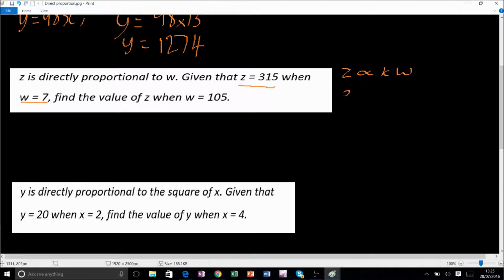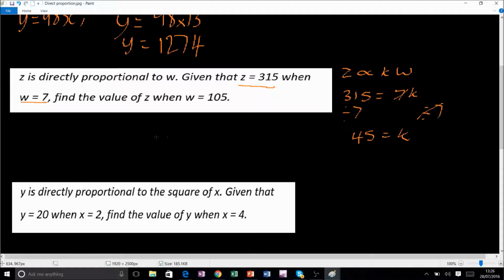So we've got 315 is equal to 7k. Remember, we always put the letters after the numbers if we know what the number is, because we know that our w is 7, since it says here w is equal to 7. In order to find out what k is, we need to divide both sides by 7, because we want to get rid of that 7. So 315 divided by 7 gives us 45, and that cancels out, leaving just k. So 45 is equal to k.